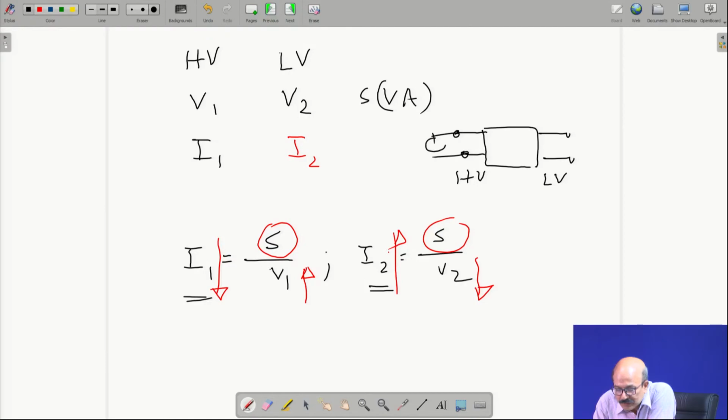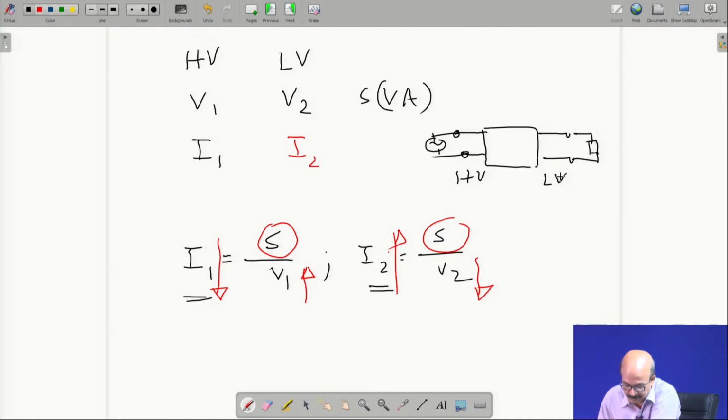If I connect a source here, then this will be the load, right? I can connect the load here. So, in that case, we say this is the primary side. So, the high voltage side in this particular case is the primary side, and the load side is the secondary side, right?